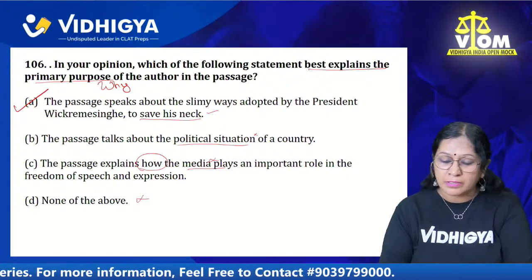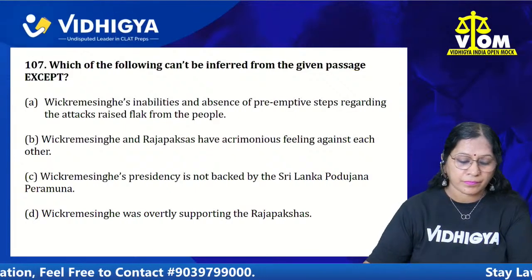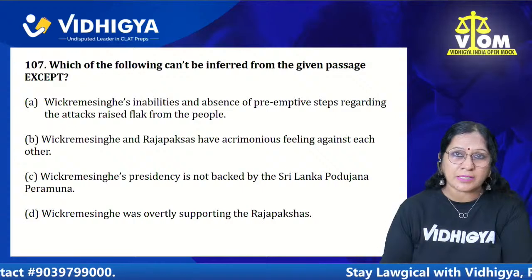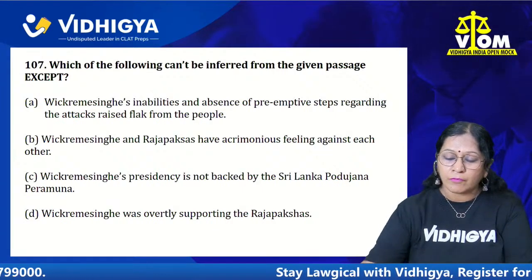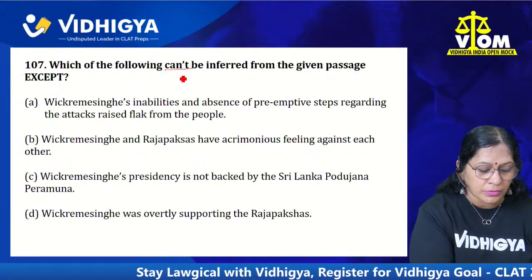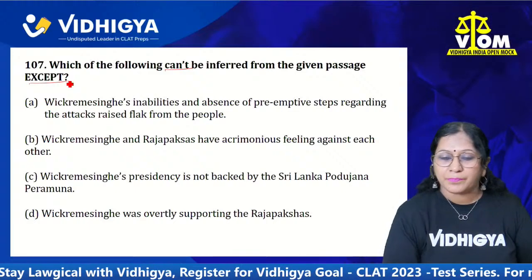Right? I hope you have understood this. We'll come to the second. Now, which of the following can't be inferred from the given passage except? Now, when we have two negatives, this is like negative and except is negative. The minus minus is always plus.